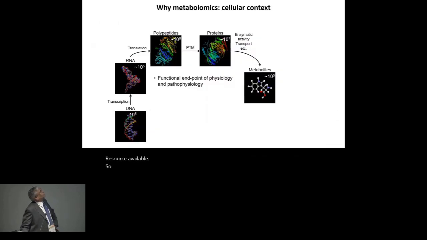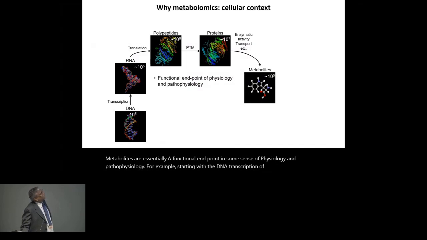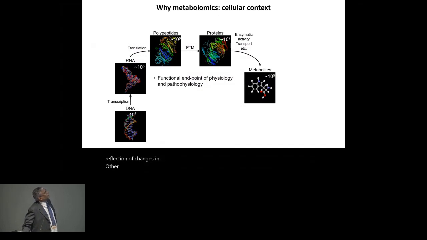So let's see, where do the metabolites fit in the cellular context? We have genes, proteins, enzymes, metabolites. Metabolites are essentially a functional endpoint in some sense of physiology and pathophysiology. For example, starting with DNA, transcription of RNA and then translation into protein, and activated proteins act as enzymes, catalyze various reactions related to signaling, metabolism, and so on. And changes in metabolites are actually a reflection of changes in other processes related to genomics.